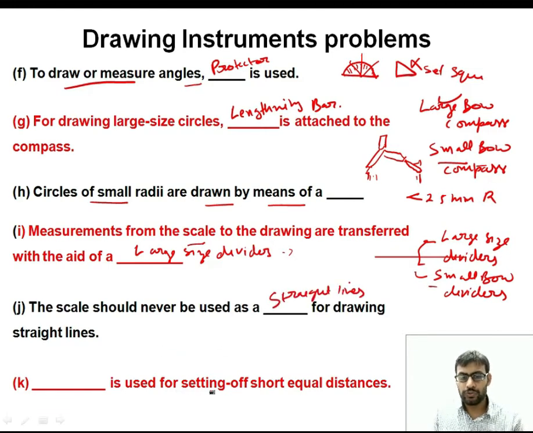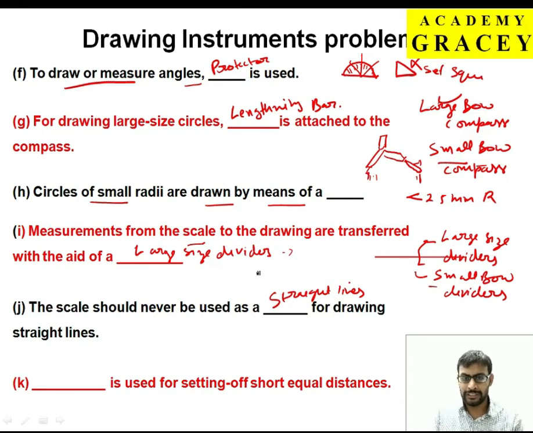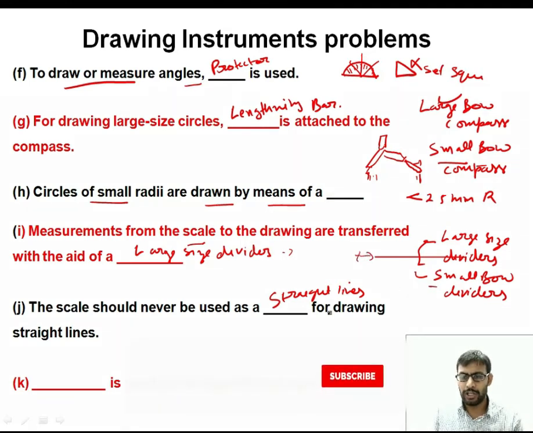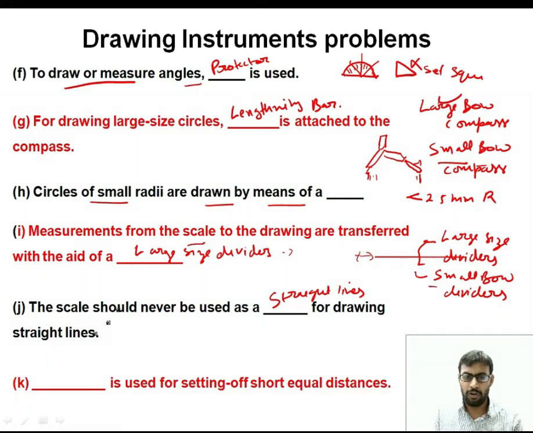Dash is used for the setting of short equal distances. We already discussed in the previous discussion in large size dividers. We have two types of dividers: the small dividers and the large size divider. In large size divider, we can divide a line into equal parts. But for the small minute distance, we will go with the small bow compasses. Small bow dividers. So the answer will be the small bow dividers.